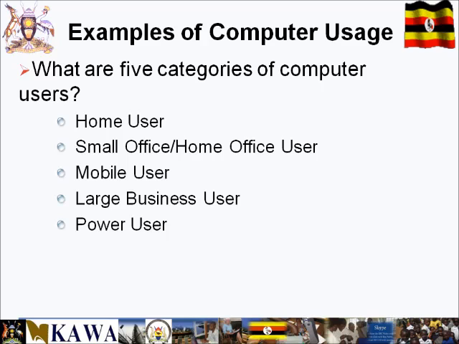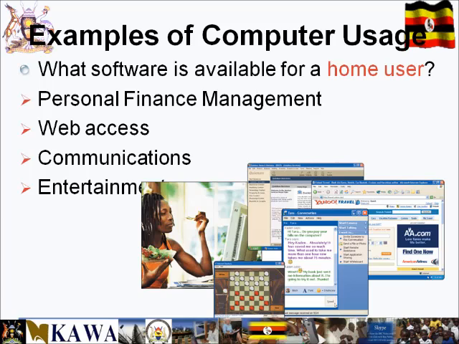There are examples of computer usage. So what are the five categories of computer users? We have home users, then small office or home office users, mobile users, then large business users, and then power users. We need to know all of those.